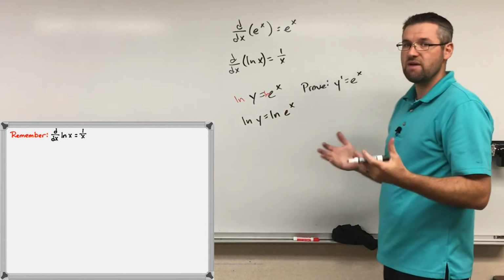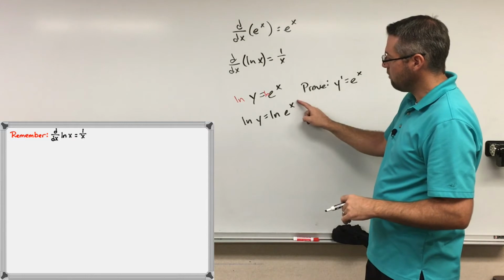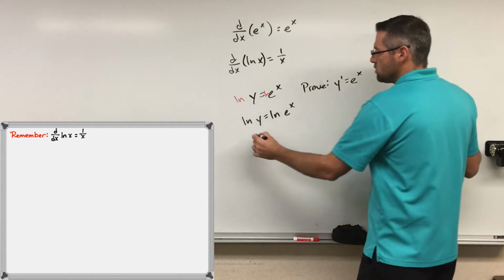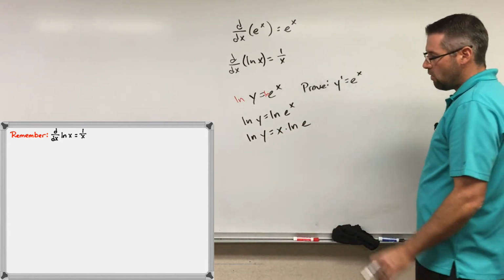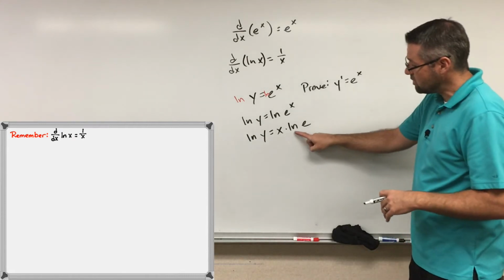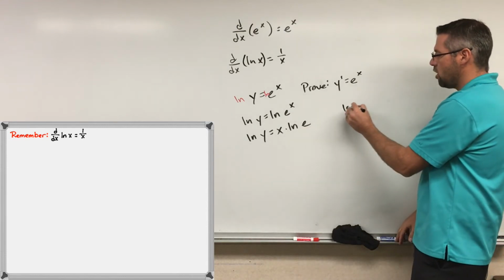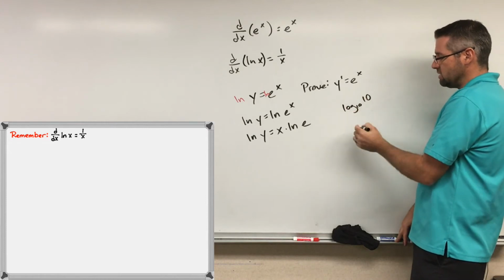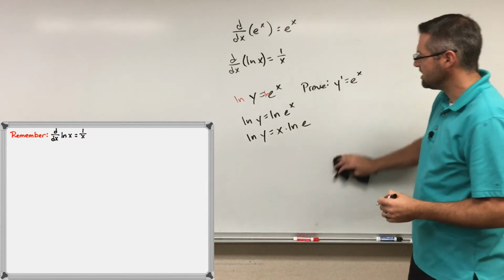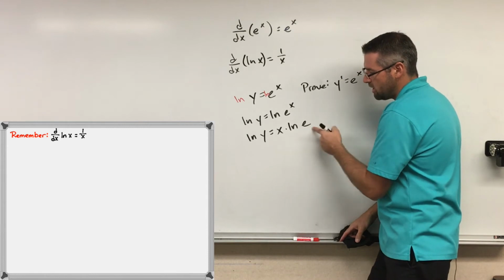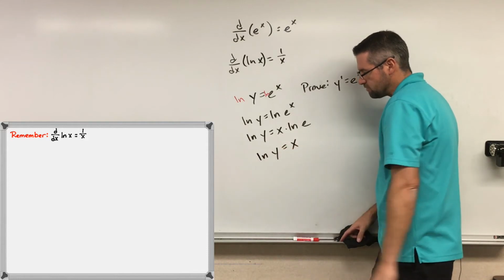Now you have to remember your rules of logarithms. When we're taking the log of something raised to a power, that power can go to the front. So we're left with natural log of y equals x times natural log of e. Now, I can simplify this pretty easily because natural log of e means e raised to what power gives you e. Just like log base 10 of 10 means 10 raised to what power is 10? Well, that's 1. Natural log has a base of e, so that's going to be 1 here. So we're left with x times 1, and now we have natural log of y equals x.